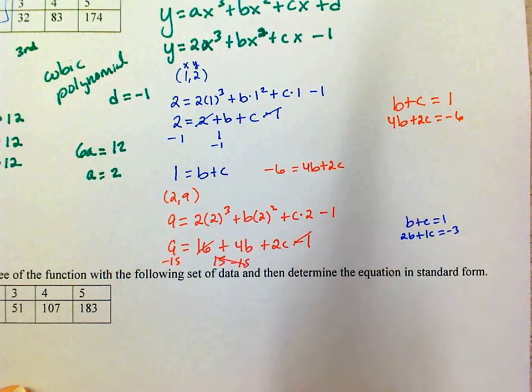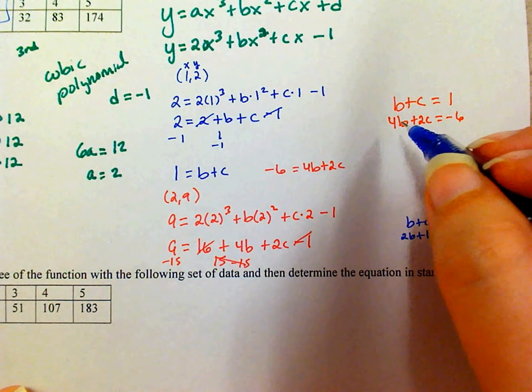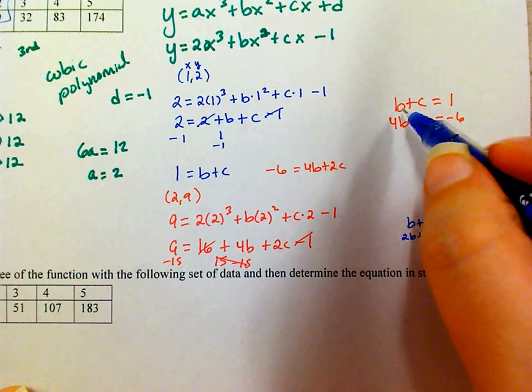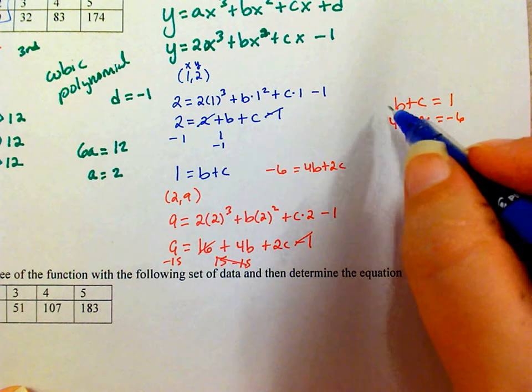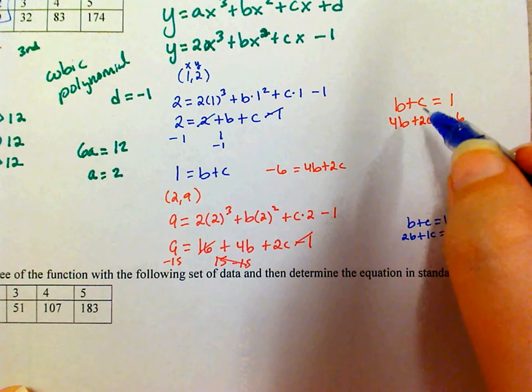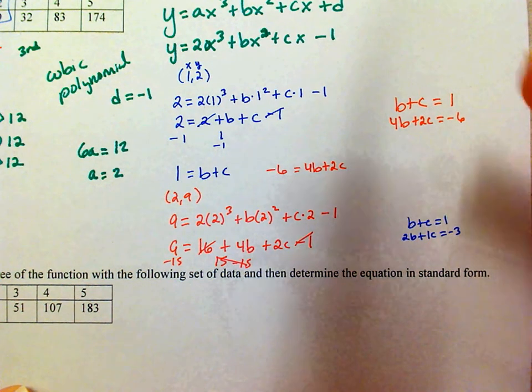I need to either cancel out the b's or the c's. It's kind of up to you. Well, if I want to cancel out the b's, then I'm going to multiply the whole equation by negative 4, so negative 4 and positive 4 cancel each other out. If I want to get rid of the c's, then I'm going to multiply the whole equation by negative 2. Okay, that's elimination.